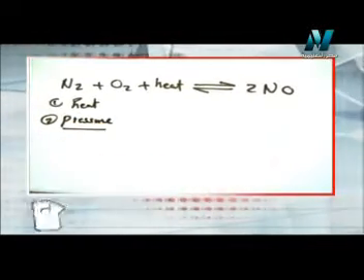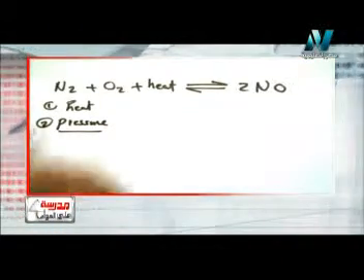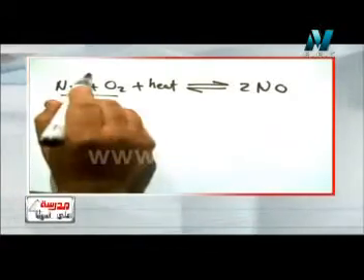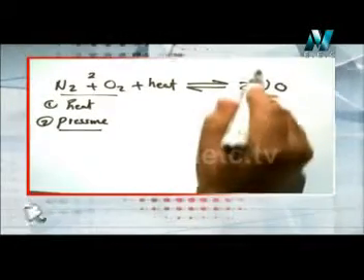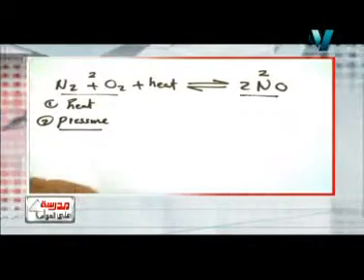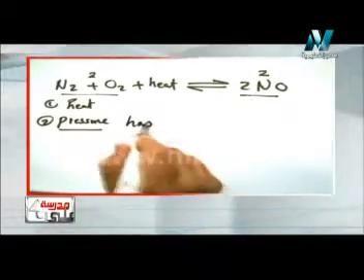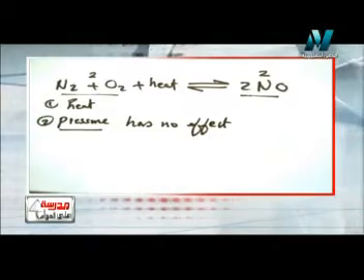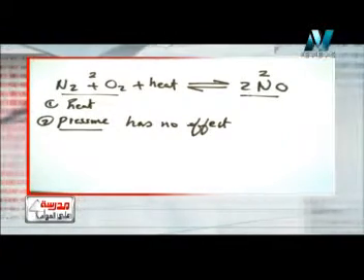In order to know the effect of pressure, we must know the number of moles on each side. Here, 1 mole of nitrogen and 1 mole of oxygen, so 2 moles of reactants, and the products are 2 moles of nitric oxide. So the pressure on the reactants equals the pressure on the products, so pressure has no effect. When the pressures are equal on both sides, it has no effect.